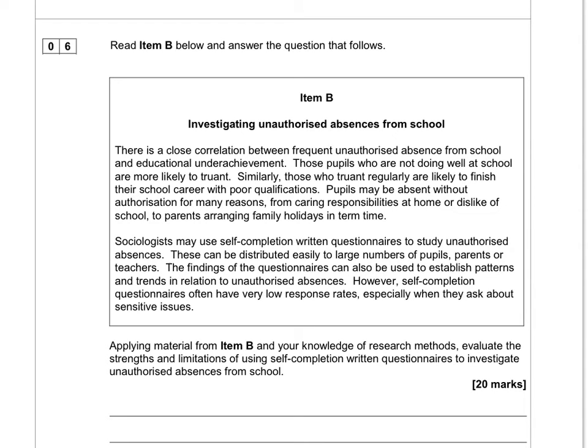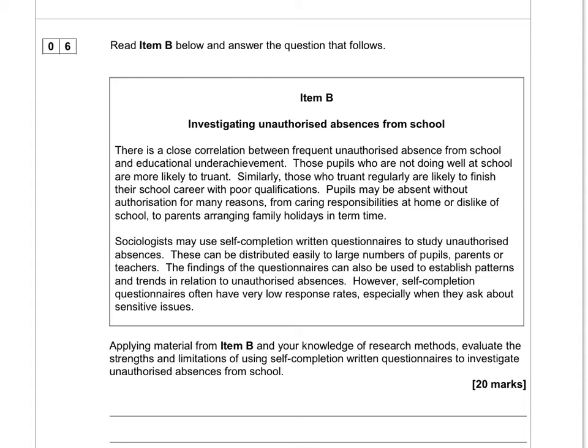There is a close correlation between frequent unauthorised absence from school and educational underachievement. Those pupils who are not doing well at school are more likely to truant. Similarly, those who truant regularly are likely to finish their school career with poor qualifications. Pupils may be absent without authorisation for many reasons, from caring responsibilities at home or dislike of school to parents arranging family holidays in term time.